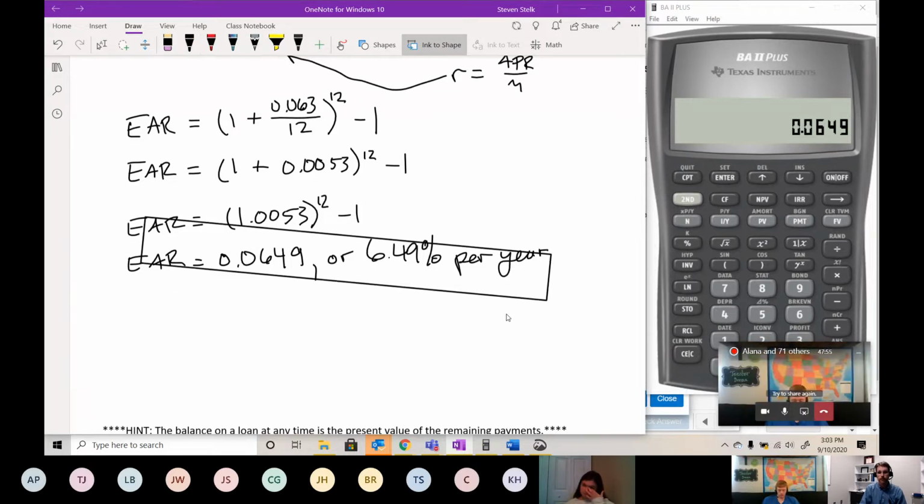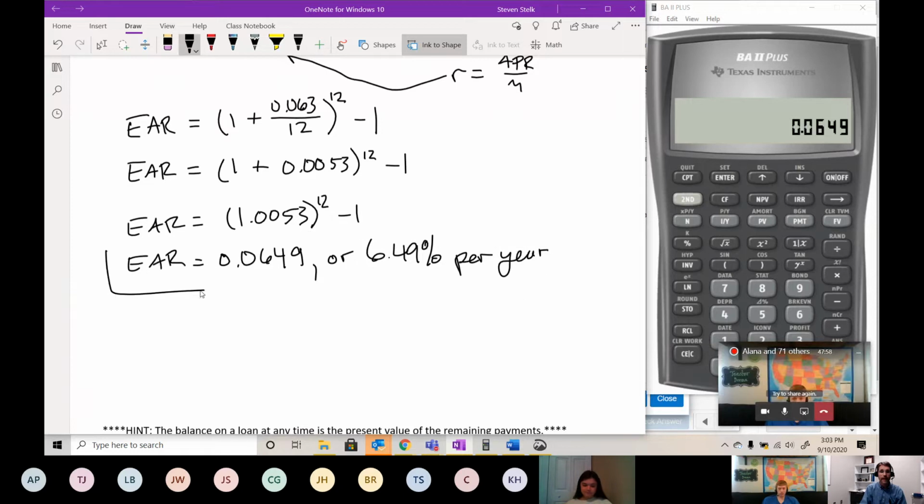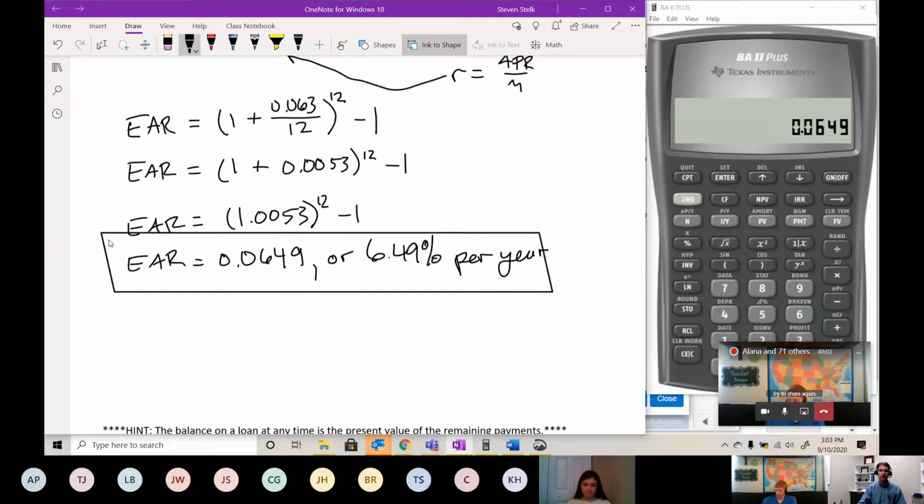Interesting. In part A, we found the effective monthly rate, the true borrowing cost expressed in months. It was 0.53%. Expressed as an annual rate, the effective borrowing cost is 6.49%. Notice that that's a good bit higher than the 6.3% APR that we were quoted on the loan, and that's because of those compounding effects. Every single month there's interest on interest accruing, and so when that compounds 12 times within the year, it bumps the effective borrowing cost up to 6.49%.